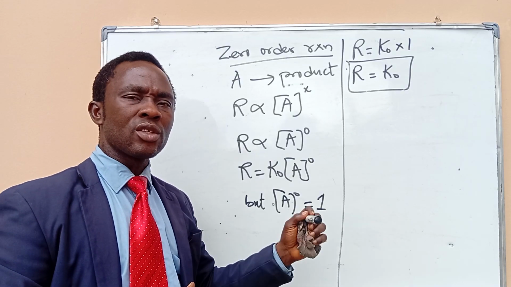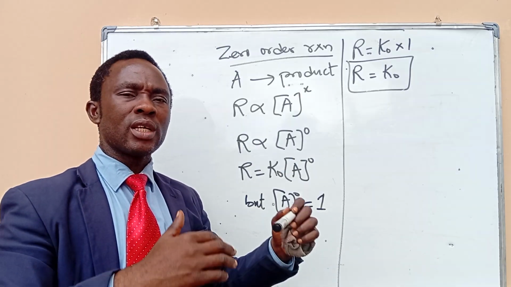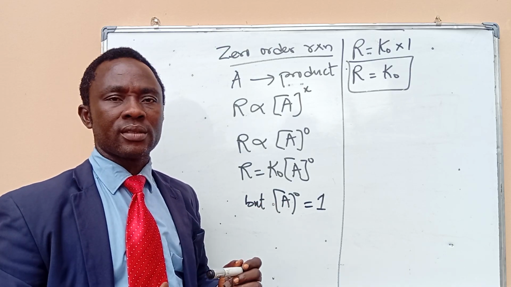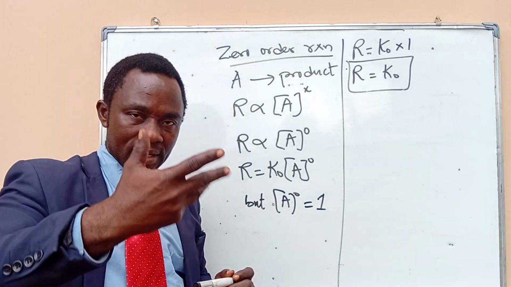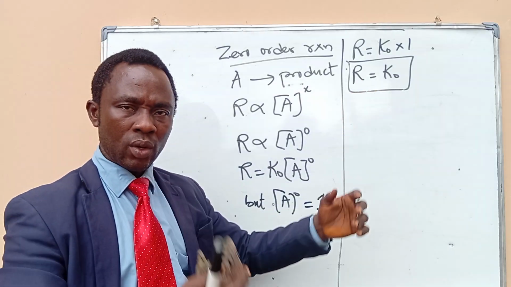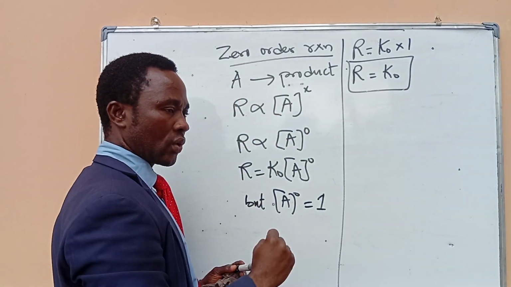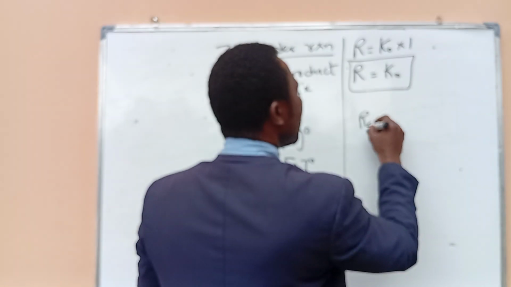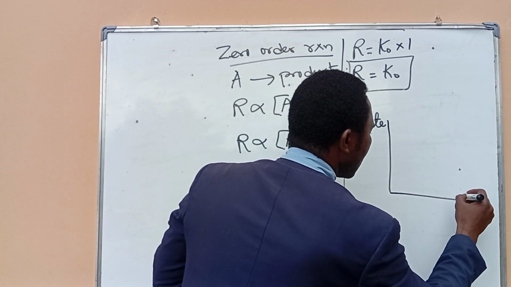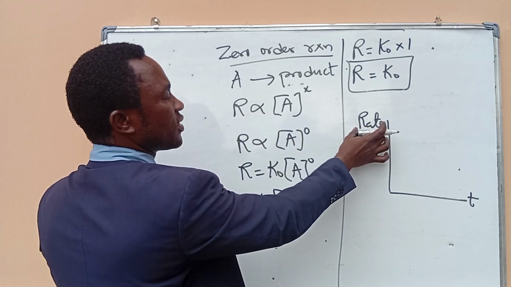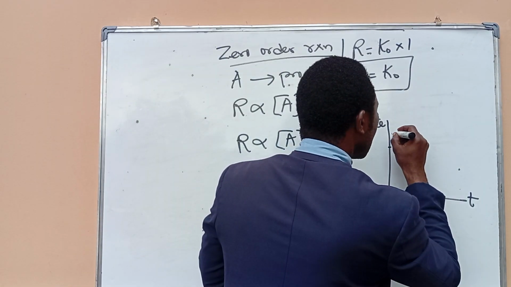So when you take concentration against time, at any particular point in the reaction, the rate will be constant. Now the rate of a zero order reaction is constant. So if we plot a graph of rate against time, since rate is constant, the graph will be a horizontal graph.